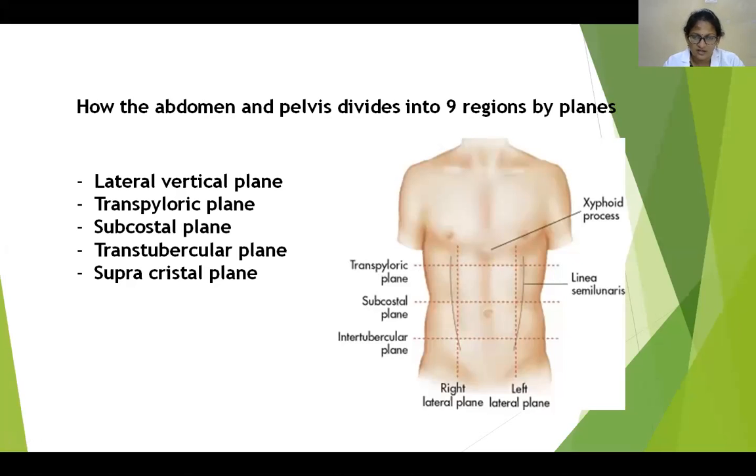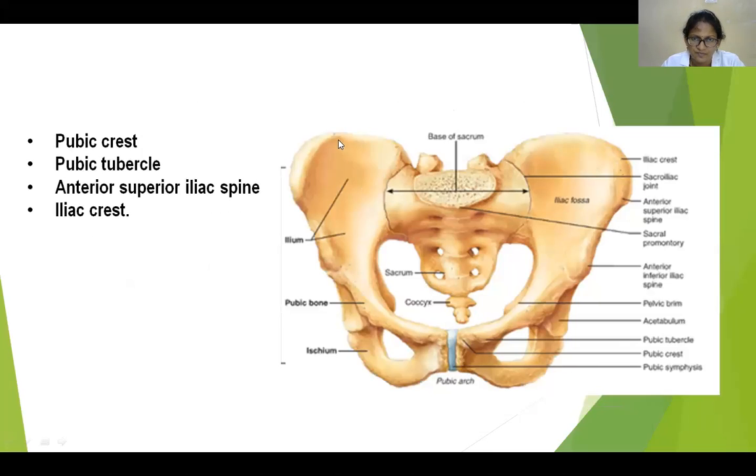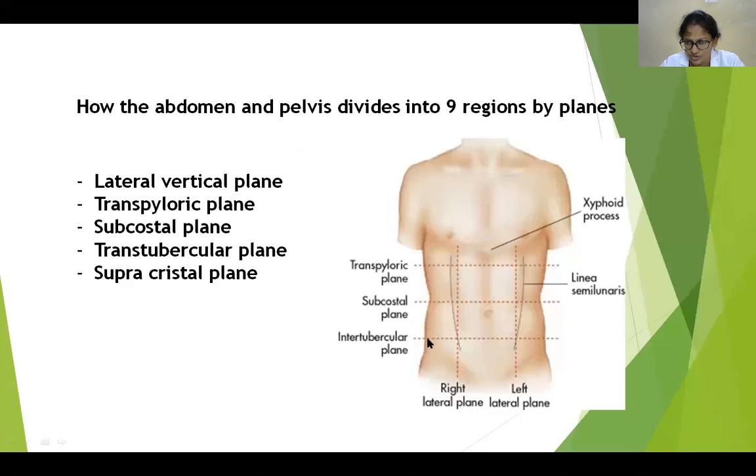Next we are discussing the intertubercular plane, or transtubercular plane. Where do you draw it? A horizontal line passes through the tubercle of the iliac crest. We already saw this in the previous slide. This is the tubercle of the iliac crest. Both tubercles of the iliac crest are joined together and form the intertubercular plane.